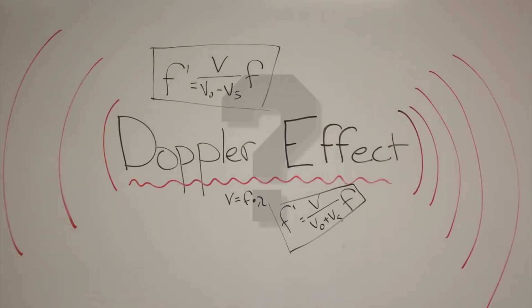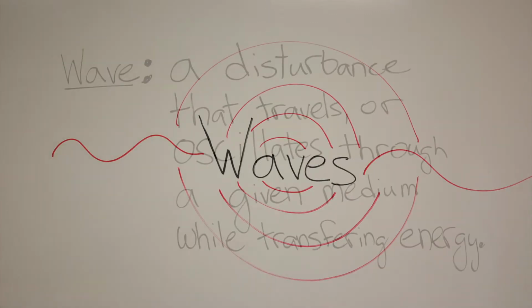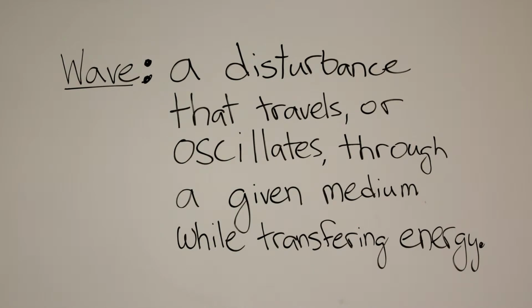Have you ever wondered why a tonal shift occurs when a car speeds by you on the street? Well, this is something called the Doppler Effect. But before we can fully understand this effect, we should take a look at waves. A wave is described as a disturbance that travels or oscillates through a given medium while transferring energy.